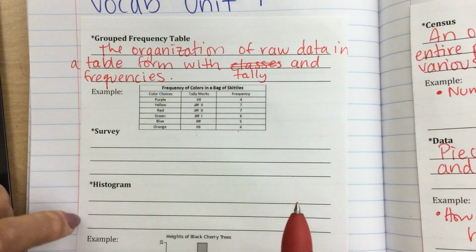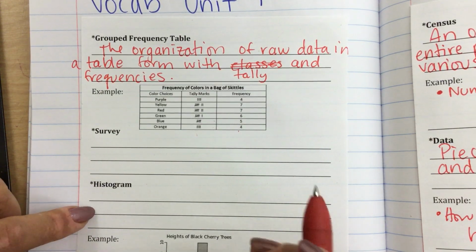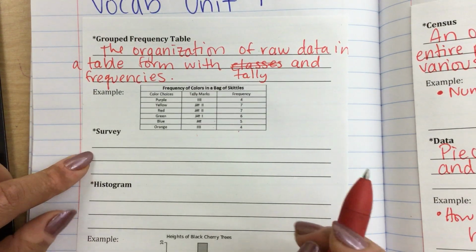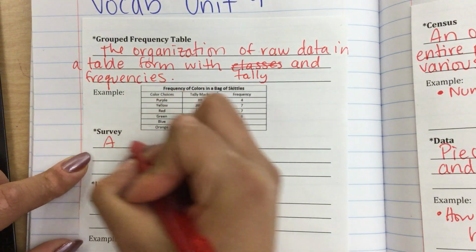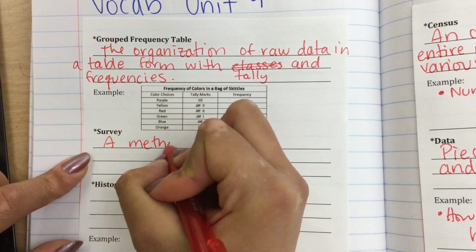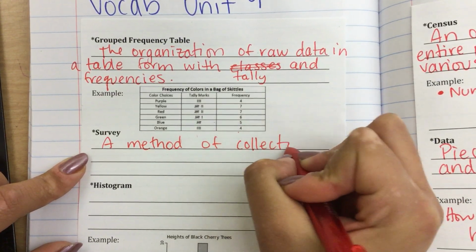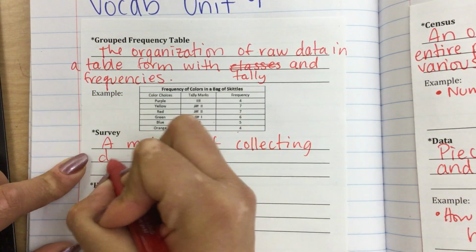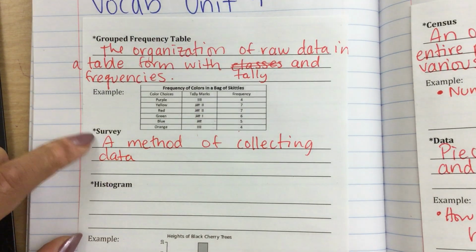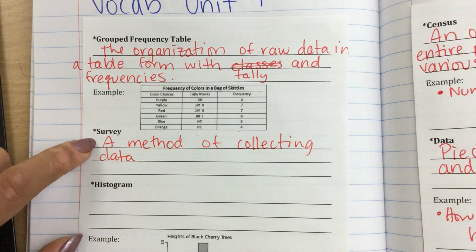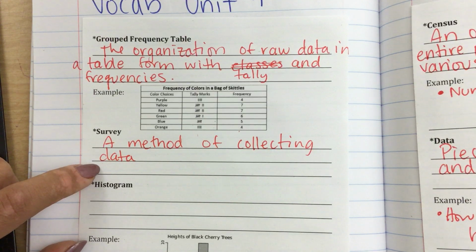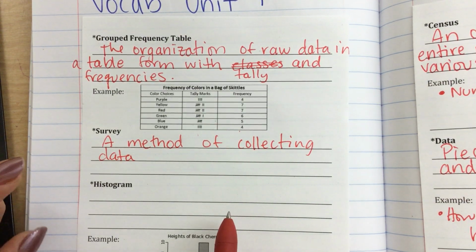Survey, and then we're just going to do histograms, since today was what we did histogram. This is the last set of notes for yesterday. This one is a method of collecting data. So this is a way that you guys took a survey yesterday in the class to collect data. That's how you collected the data.